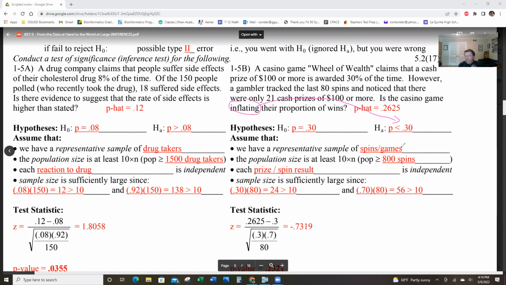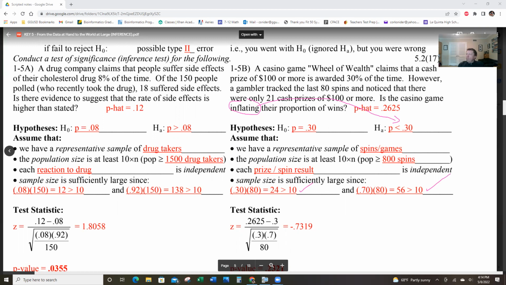We have a representative sample of spins of the game. The wheel could for sure be spun more than 800 times. That's 10 times 80. And each prize or spin is independent, no problem. And here's np greater than 10 down here, and n(1 minus p) greater than 10. So I have enough samples. All right. So again, let's try to do this. Okay. So 21 out of 80, claiming it's 30%.